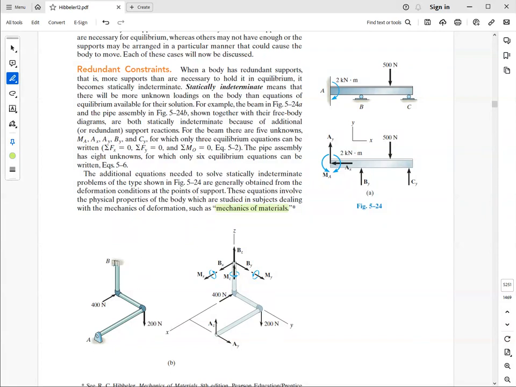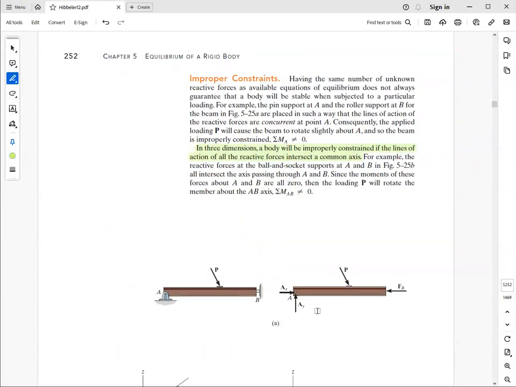Here's another example where you have a fixed end and a sliding cylindrical joint, that is, a journal bearing without thrust. So we have 6 unknowns at this support and then 2 more here, so 6, 8. But we can write only 6 equilibrium equations, insufficient to solve for the 8 unknowns. And then we can have improper constraints. Here's an example. There's the pin end, and then we have a rolling contact here.